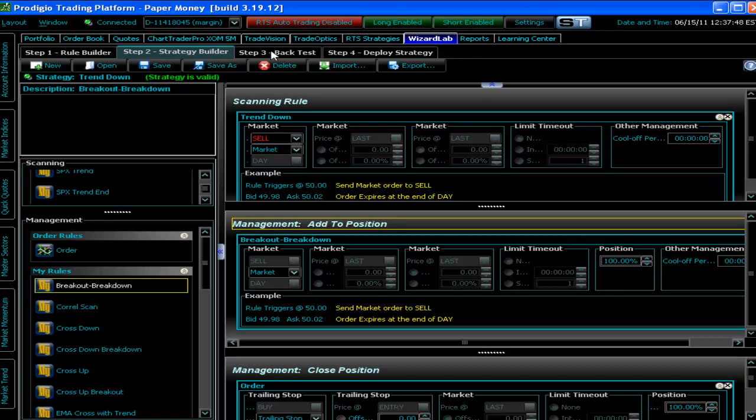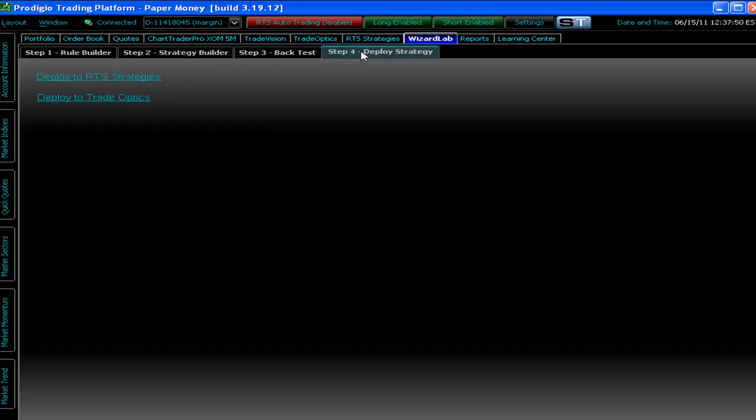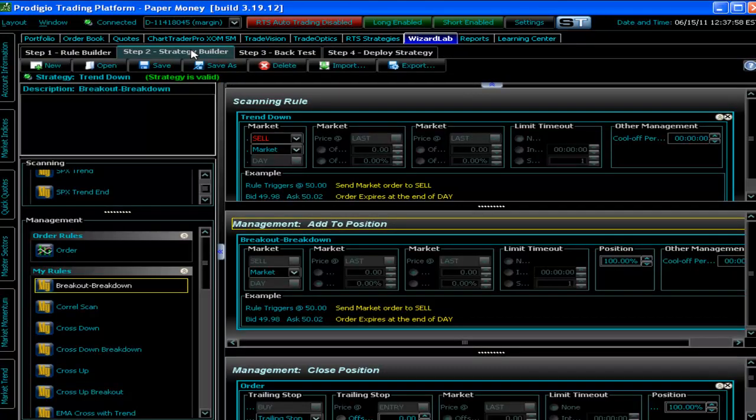And of course, you run your back test. And whenever you deploy, we have links here under step 4 where you can deploy to the RTS strategies and the trade optics. But that's really all there is to the add to position.